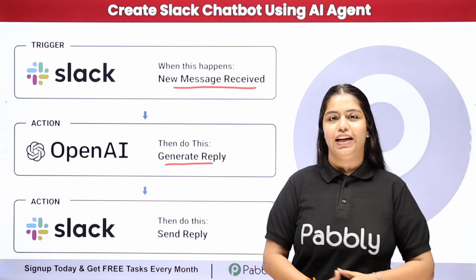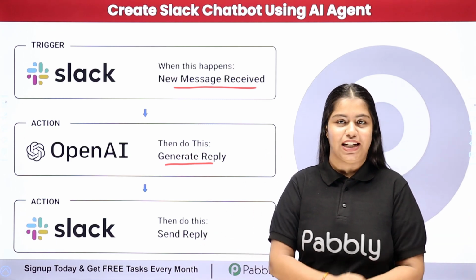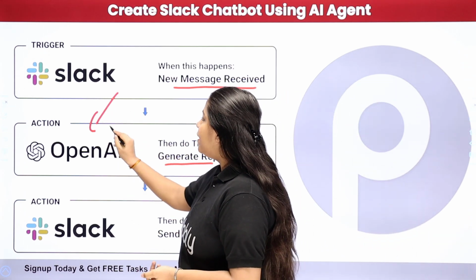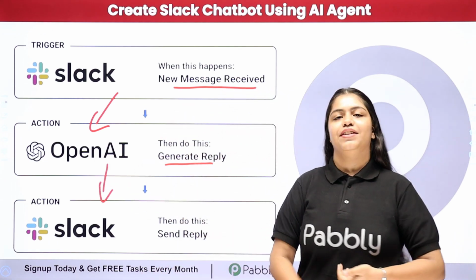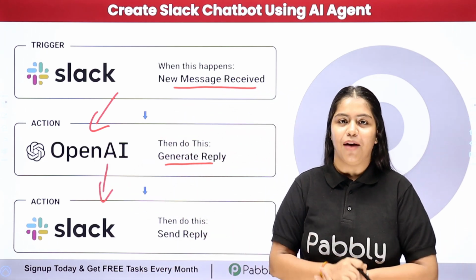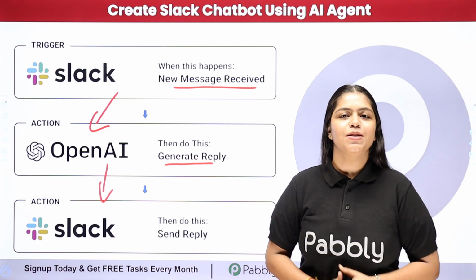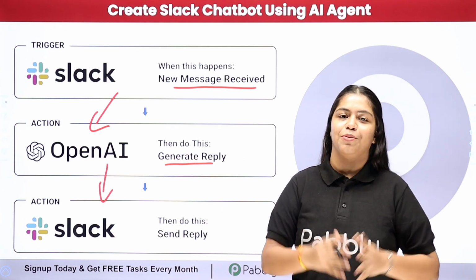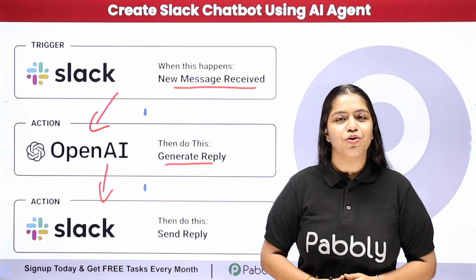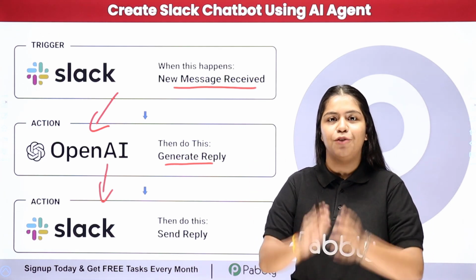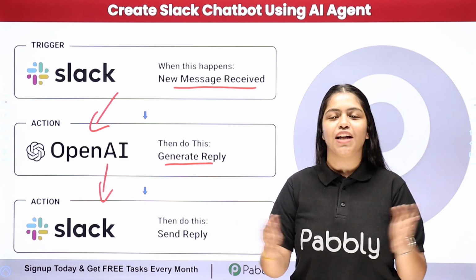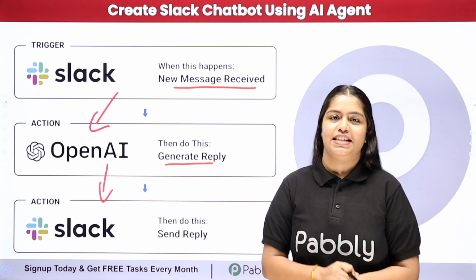on Slack only. So to do this, we are simply going to create a connection between Slack, OpenAI and Slack, and to create this connection without knowing any programming or coding language, we are going to use Pabbly Connect. It is an amazing automation software. So if you also want to create this amazing Slack chatbot for your own business, then for that you have to come with me towards my screen.